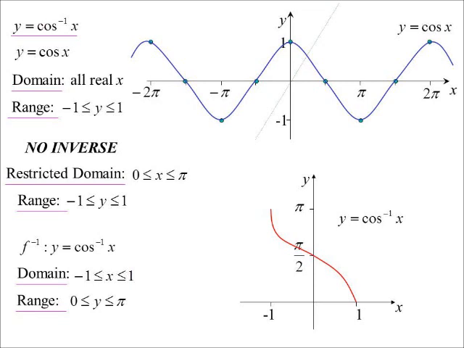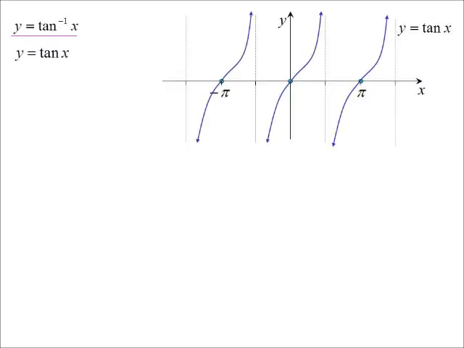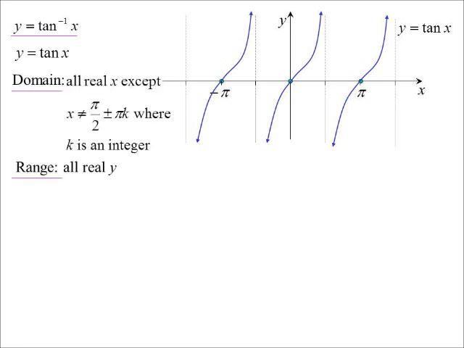Alright, let's complete the suite. Let's look at inverse tan. So there it comes from the tan graph, of course. So let's draw that one up. Once again, fails the horizontal line test. Domain is that interesting one where we've got these continual discontinuities. That's probably a bad way of expressing it, isn't it? We've got the repeated asymptotes. That's probably a better way of saying it. And the range is all real y.